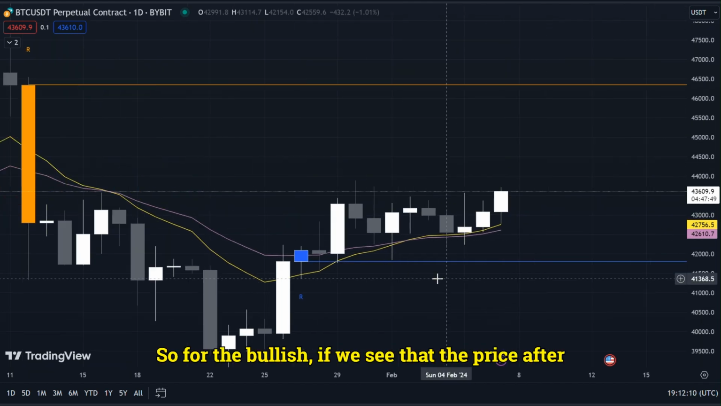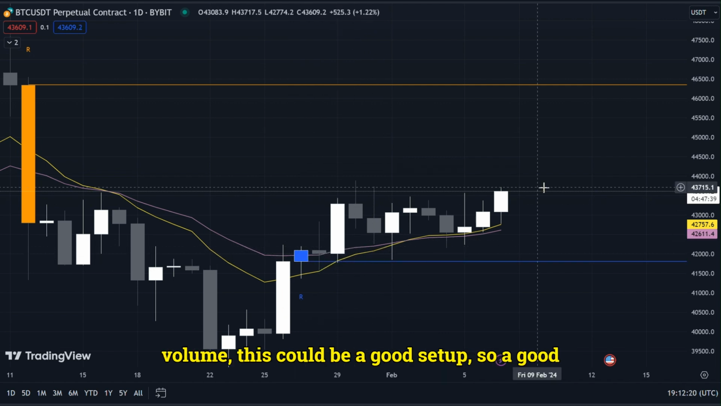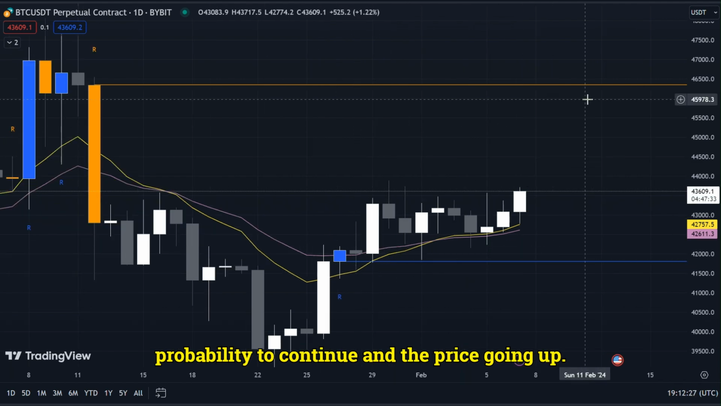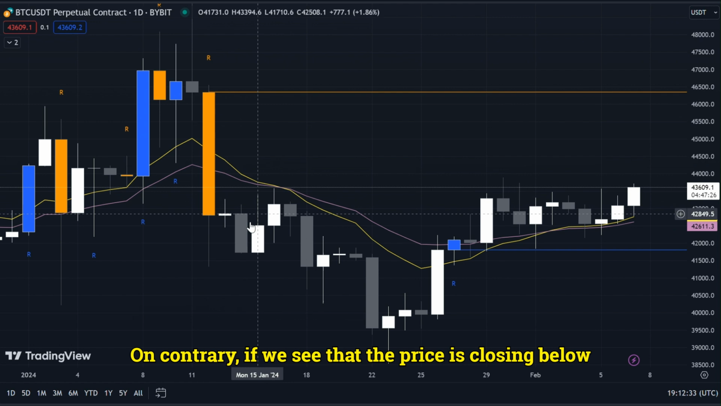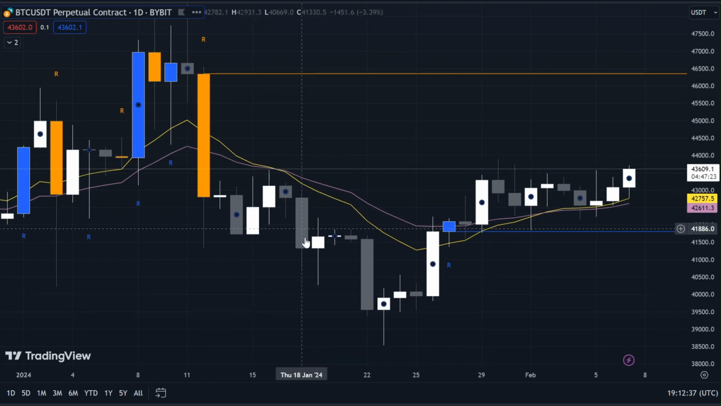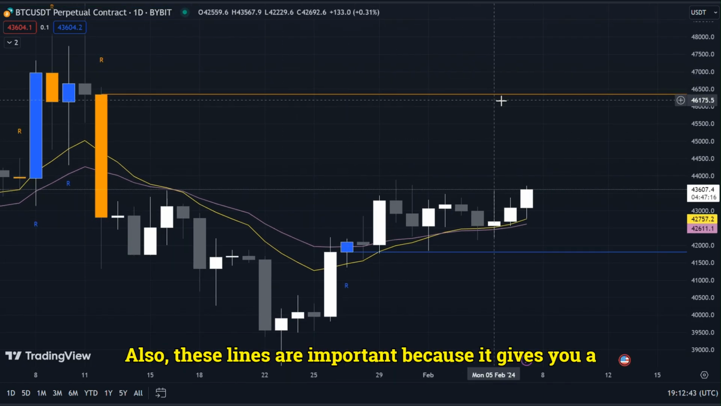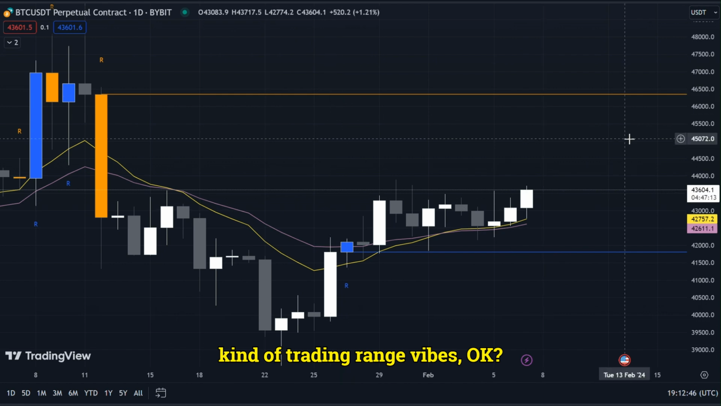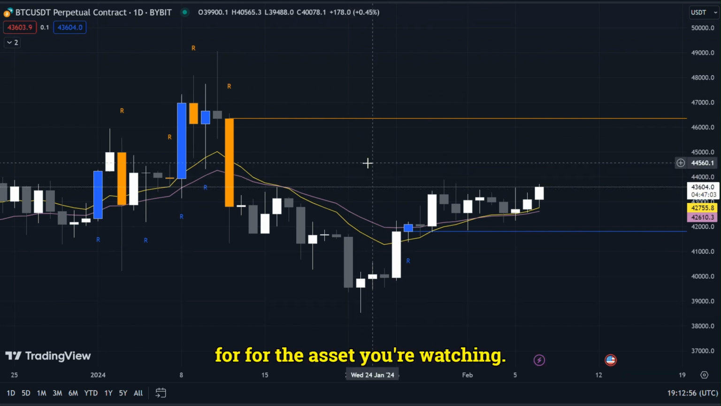So for the bullish, if we see that the price after the blue candle closes above the line with good volume, this could be a good setup, so a good probability to continue and the price going up. On the contrary, if we see the price closing below the line, it could be more probable that the price is going down. Also, these lines are important because they give you a kind of trading range vibes, okay? And so you understand which level could be important for the asset you're watching.